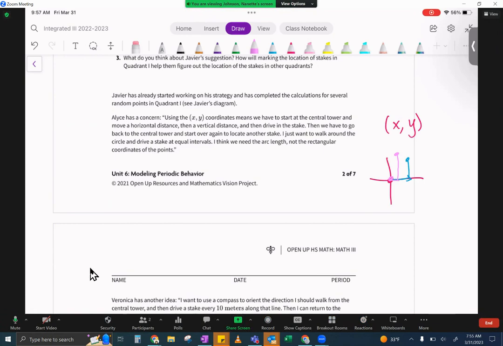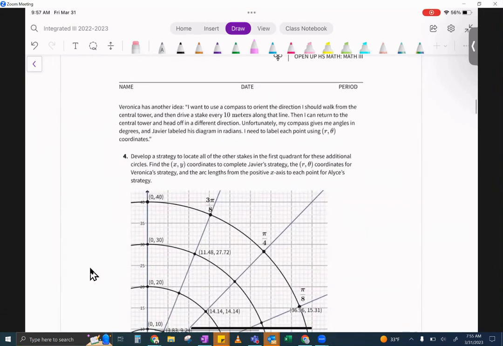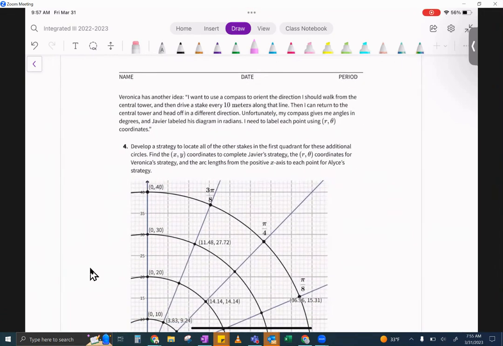So then Veronica says, I have another idea. I want to use the compass to orient the direction that we should walk from the central tower and then drive stakes every 10 meters along that line. Then I can return to the central tower and head off in another direction. And then she says, unfortunately, my compass gives me angles in degrees, and Javier labeled his diagram in radians, so I need to label each point r comma theta.